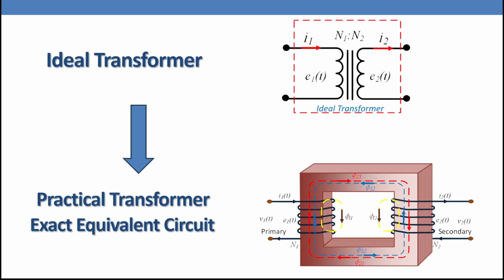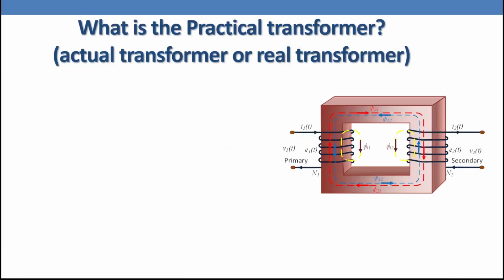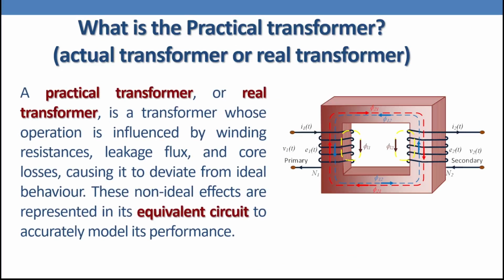So the question now: what is a practical transformer, an actual or real transformer? A practical transformer is a transformer whose operation is affected by winding resistance, leakage flux, and core losses. Those effects cause the transformer to deviate from the ideal behavior. These non-ideal effects are represented in its equivalent circuit to accurately model its performance.